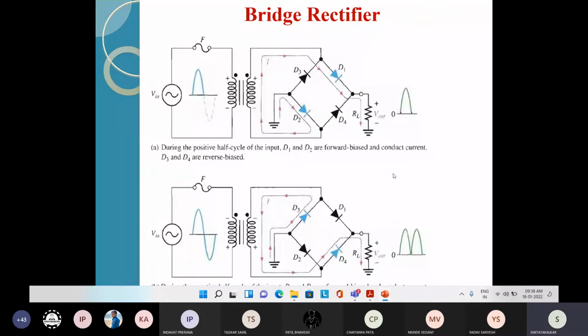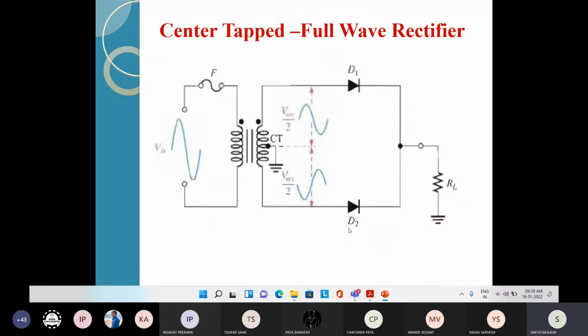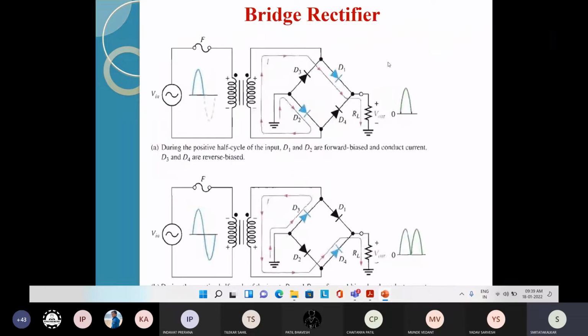Here, similar for the bridge wave rectifier. It is not complex. It is easy compared to the full wave rectifier. In a full wave rectifier, two diodes are used with a center tap, generating 1.4 volt. But in a bridge wave rectifier there are four diodes, and at a time D1 and D2 are on.